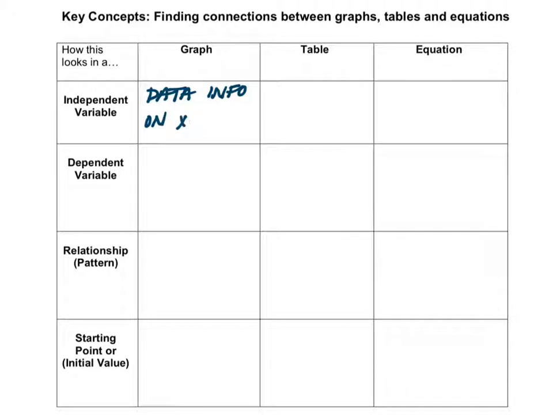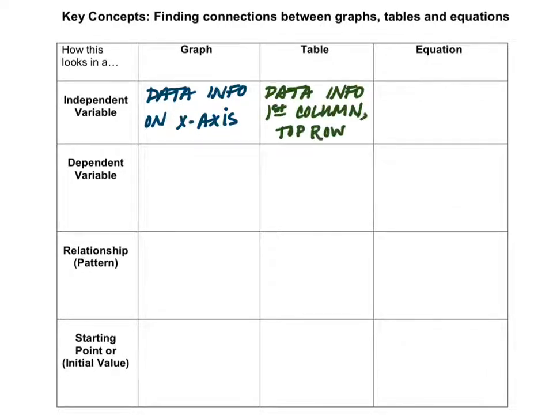So when we take a look at a graph, we're going to go across this. We're going to start with independent variable and where that might be located and what that looks like. So for a graph, the independent variable is data information that we are going to graph on the x-axis. So the scale on the x-axis, the title of the x-axis, all of those items give us information about this independent variable.